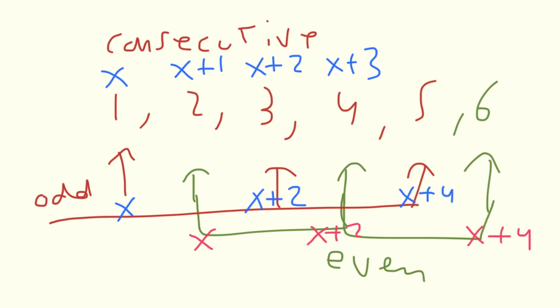So it depends on what we are asking. Are we asking for even or odd? As you can see, even and odd are the same: x plus 2, x plus 4. But if I don't say odd and I don't say even, I only say consecutive, it means just x and x plus 1, x plus 2, x plus 3, like this.